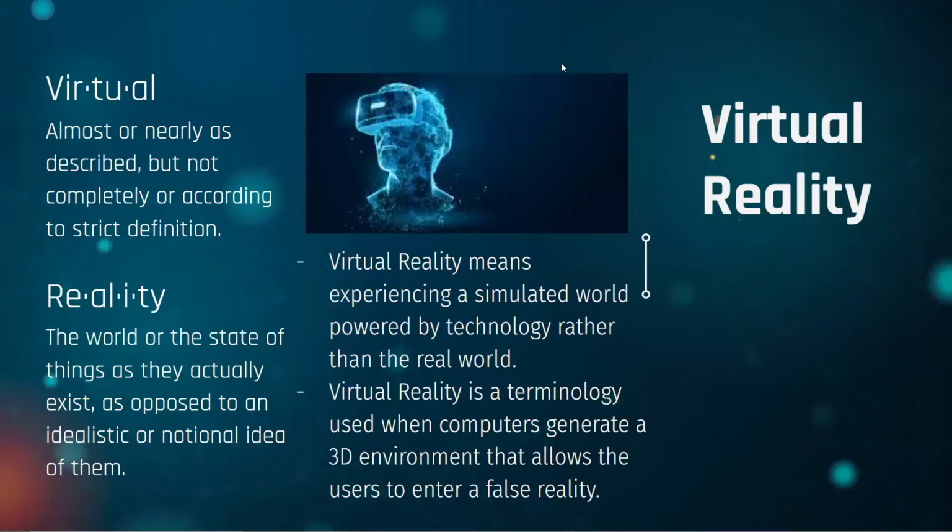So, the definition of virtual, which is almost or nearly as described, but not completely or according to strict definition, and the definition of reality: the world or the state of things as they actually exist, as opposed to an idealistic or notional idea of them. So virtual reality means experiencing a computer generated world powered by technology rather than experiencing real life. And virtual reality is a terminology used when computers generate a 3D environment that allows users to enter a false reality.